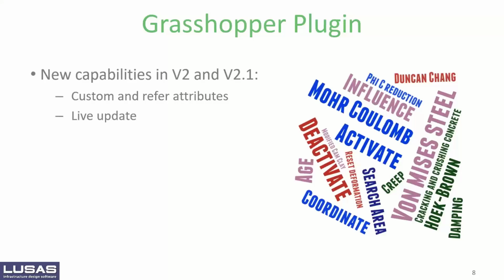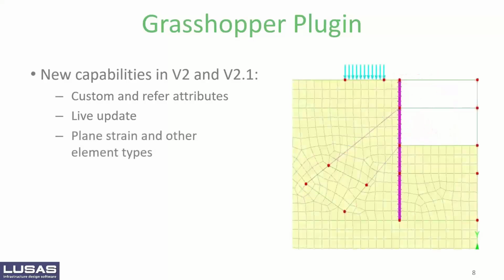Also with version 2, we released the live update. So whilst you're running Grasshopper, you can hold LUSAS open and live push changes from the Grasshopper Rhino model straight into LUSAS. Version 2.1 sees us adding additional element types. I'd say the most important one of that is the plane strain element, and that's particularly useful for geotechnics where plane strain is much used. This also has an example today.